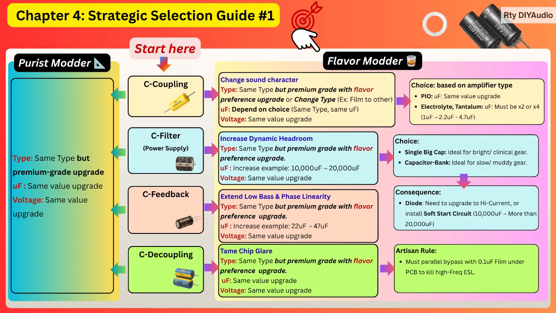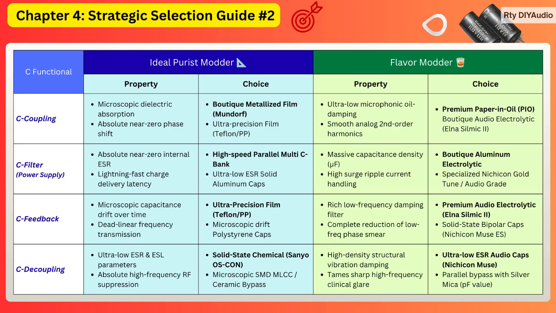Your deliberate strategy is artisan character tuning, keeping the same capacitor type but executing a premium upgrade tailored to your specific sonic flavor preferences. Whether you target input waveform tracking, dynamic supply headroom, low-frequency phase linearity, or micro-detail extraction, this master selection map will strictly dictate your component configurations across all 4 critical nodes. Look at Part 2. Let's execute a direct comparison between Purist and flavor strategies across every primary circuit function.